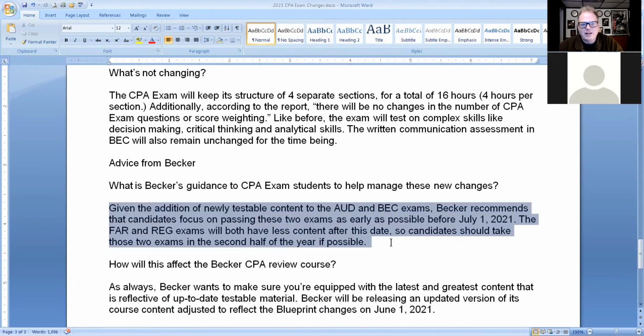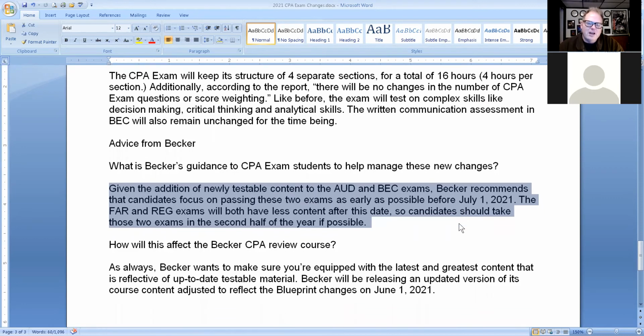Becker recommends that candidates focus on passing these two exams as early as possible before July 21st. The reason being is that there's uncertainty in the exams, and that's why they would be encouraging people to take it ahead of time, where they know more what's on it, rather than later when they are not as sure.